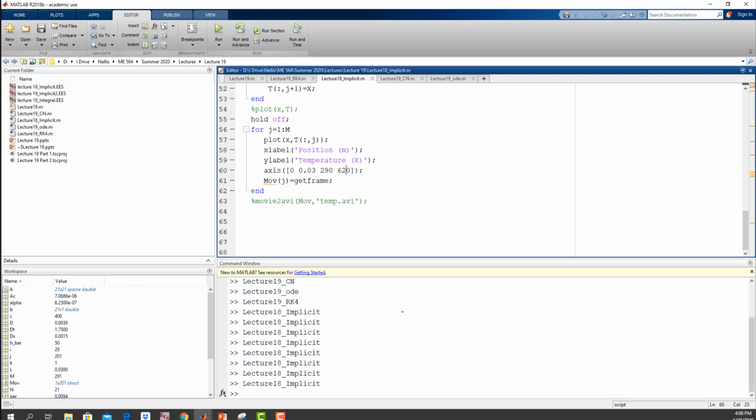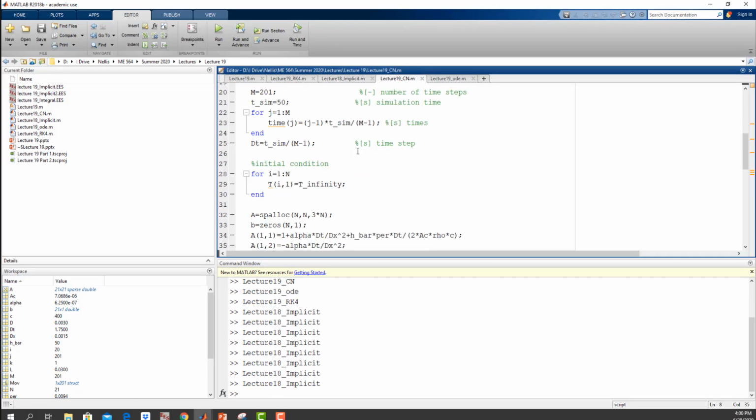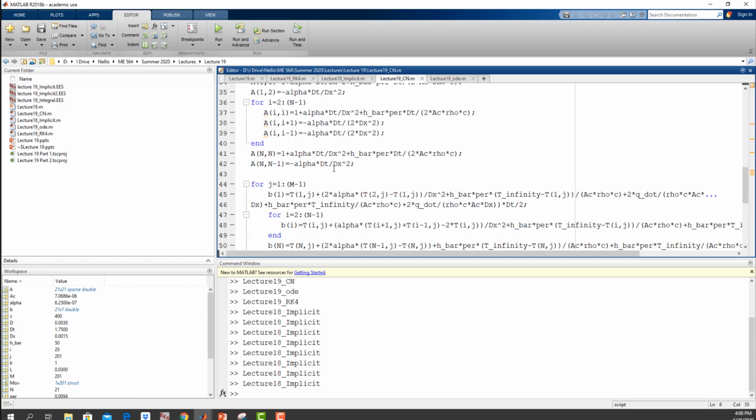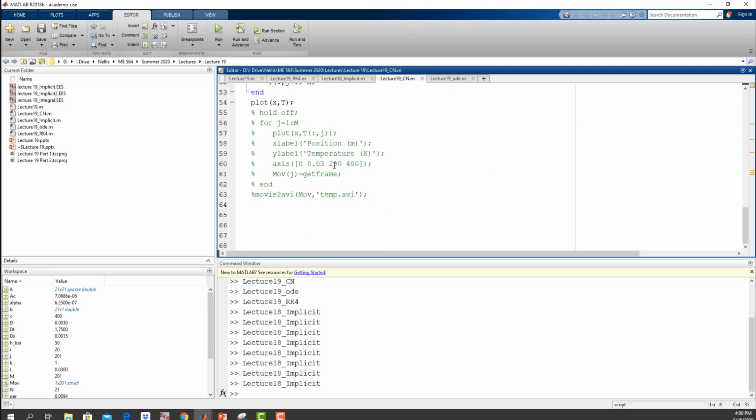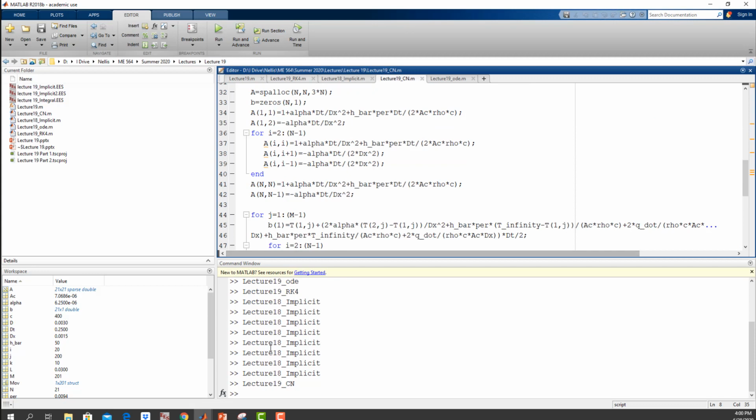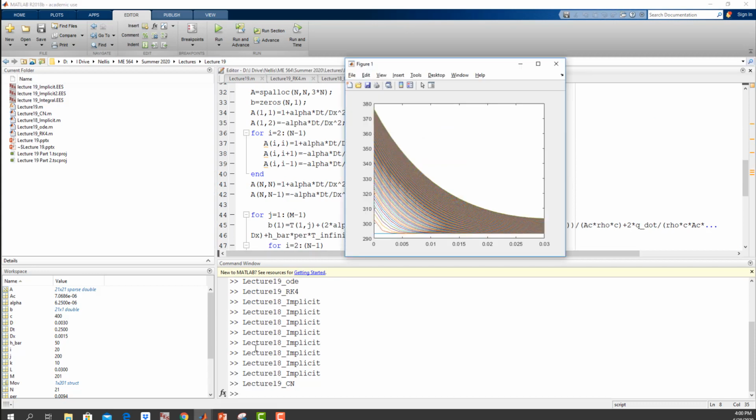Right. So there is a solution with the Crank-Nicolson technique here on the website. If you're interested in looking at it, you should be able to follow along with it and run it. Like I said, it's a second order implicit technique, so it doesn't go unstable and it's relatively accurate.